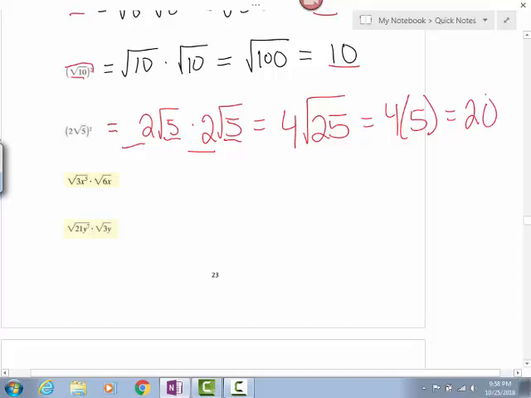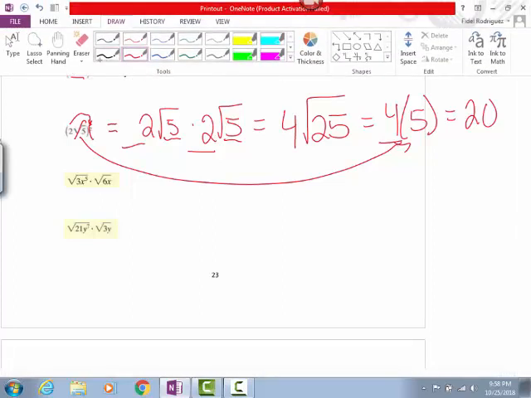So if I'm doing a problem like this, one thing that I'm going to do is the number that's on the outside, which is 2, is going to be squared. There's my 4. The square and the square root are going to cancel each other out, and I'm still going to have my 5, and I multiply them together, and there's my 20.